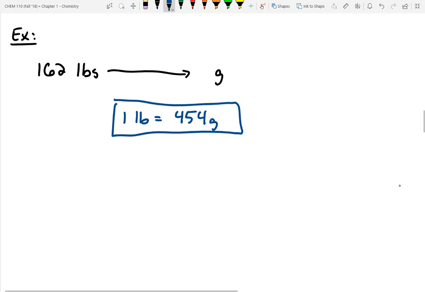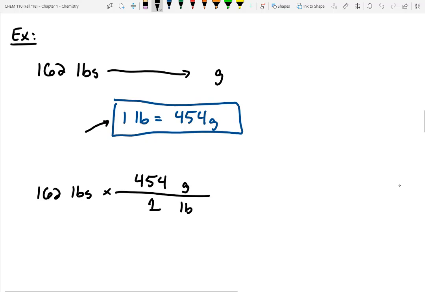So we start out with the measurement that we have, which is 162 pounds. And then we multiply by a unit conversion, and do I want pounds on the top or bottom? On the bottom so that it cancels. And we'll put grams on the top. 1 goes with the pounds unit in our unit conversion. We can see that up here, right? And then 454 goes with the grams unit. So now we can say pounds cancels. That leaves us with grams.